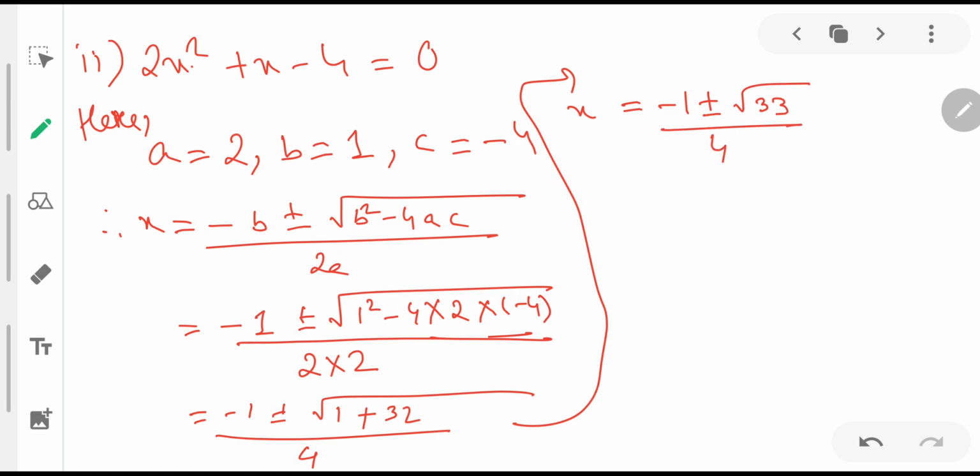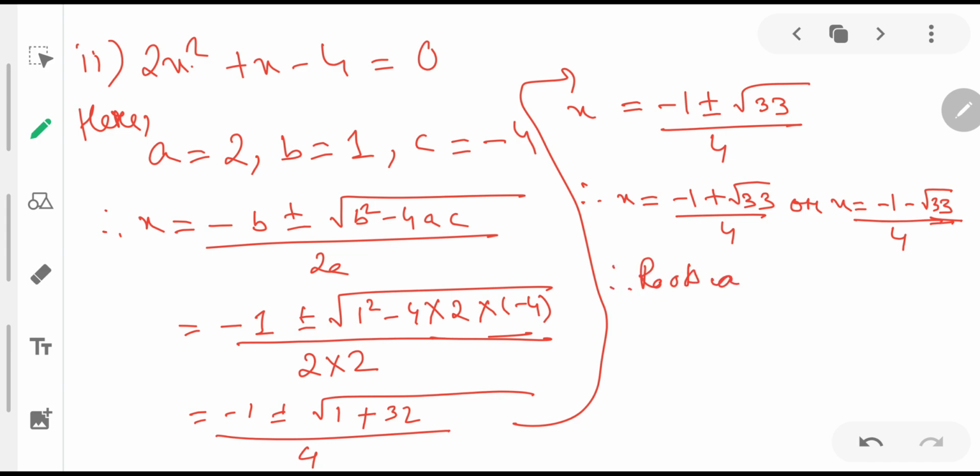So, what we will get at this point? We will have to separate. Therefore, x equals minus 1 plus root over 33 by 4, or x equals minus 1 minus root over 33 by 4. Here 33 is not a perfect square number, so we will leave it in this form. Therefore, the roots are minus 1 plus root over 33 by 4, comma, minus 1 minus root over 33 by 4. These are the two roots of this particular problem.